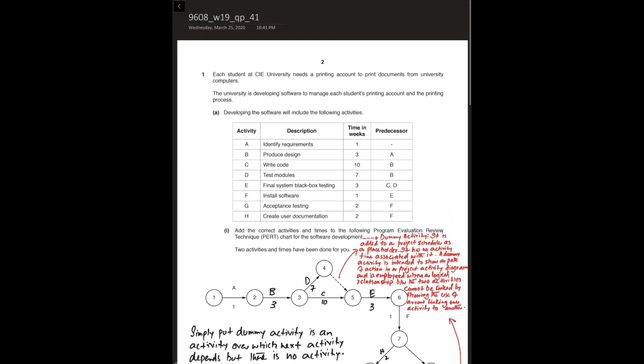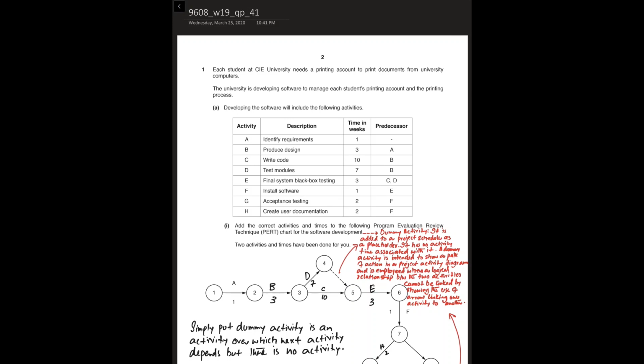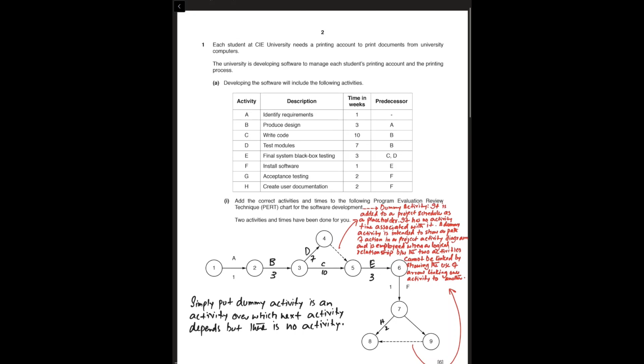Past paper questions now. This question is W19 QP41. I'll try to cover all the questions in latest to oldest order. So this is the latest one, W19 QP41 question 1. In this question we are given a table for the activities, and we are asked in part 1 A1 to add the correct activities and time to the following program evaluation review technique chart for the software development.